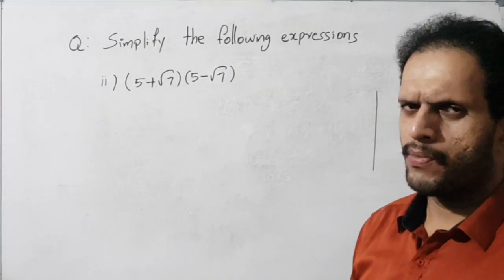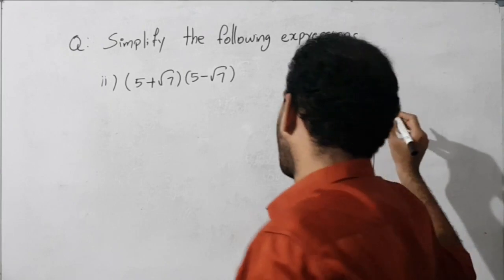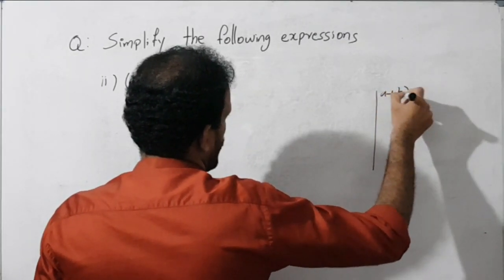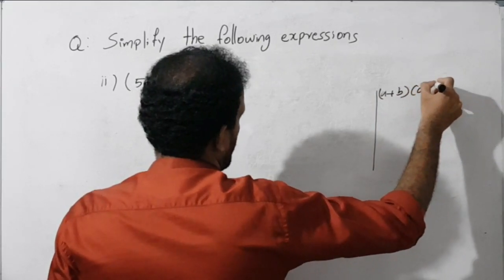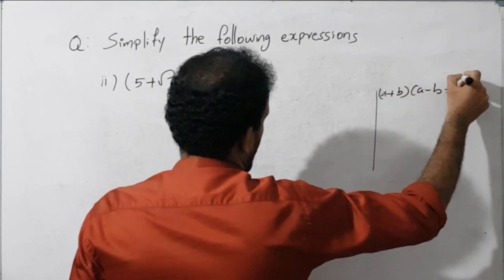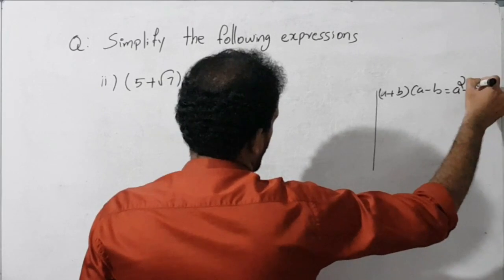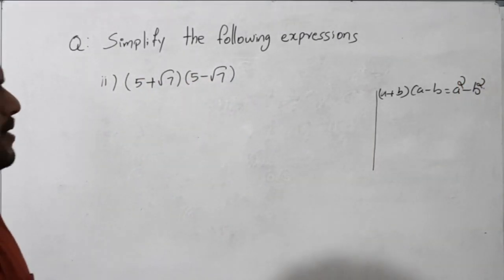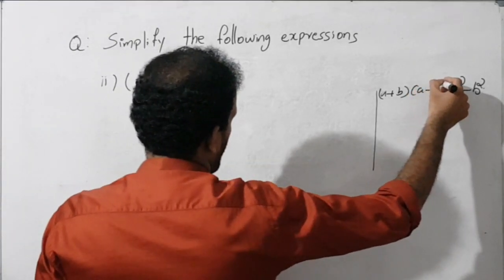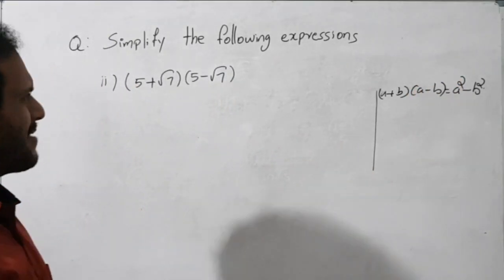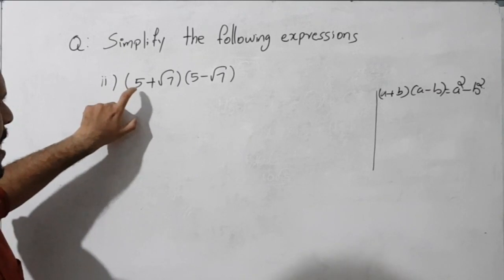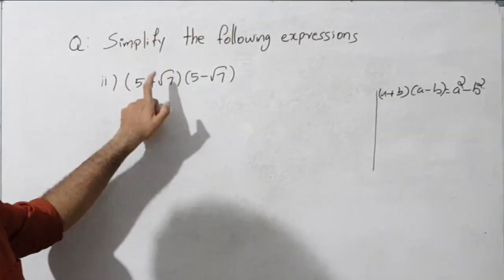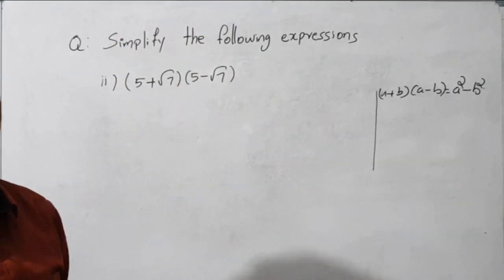Did you remember? Or otherwise you just write here what is a plus b into a minus b. A plus b into a minus b is equal to a square minus b square. Right? What is a? Instead of a here, 5. What is instead of b? Here instead of b is root 7.